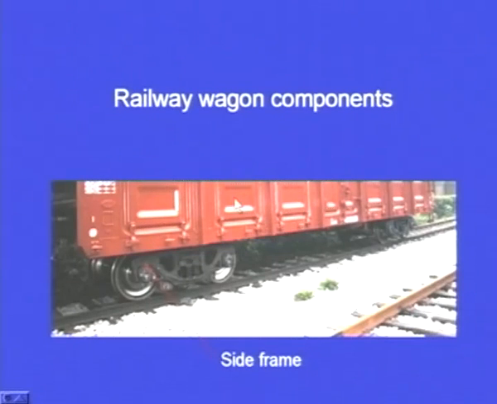And the metal casting technique is used in railway components. Here we can see a goods wagon, and here we can see one important component, the side frame, which sits on 2 railway axles. This side frame is manufactured by metal casting. I will show you this side frame in a magnified view. Yes, this is the side frame. Here so many side frames are placed together. This side frame is manufactured by metal casting.